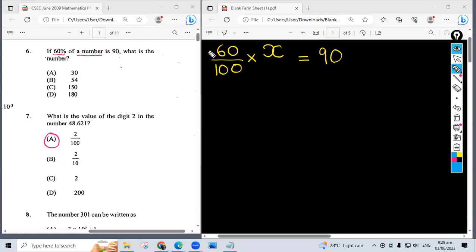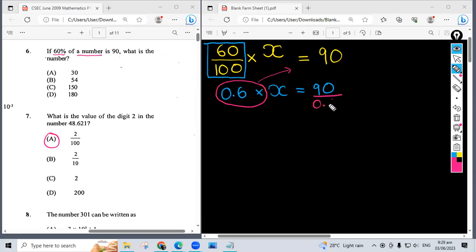To do this easy, we could probably just divide 60 by 100 first. 60 by 100 is 0.6. And then we multiply by x to get 90. To solve for x, we just simply throw across the 0.6, which is our multiply. Throw it across, you get your divide. It's just like how I've been showing you all the time. So x is equal to 90 divided by 0.6. 90 divided by 0.6 is 150.